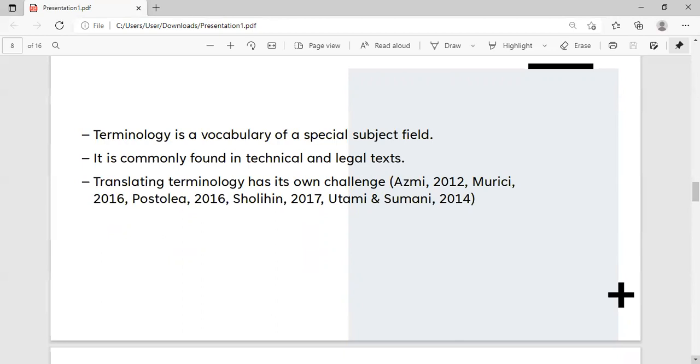Several studies have described some obstacles translators encounter while translating terminology. One of the most common difficulties is trying to find an equivalent of a terminology from the source language in the target language, because the target language does not have such a concept, the concept that exists in the source language.